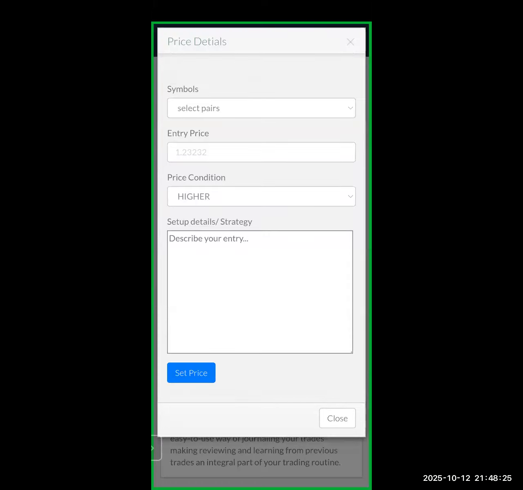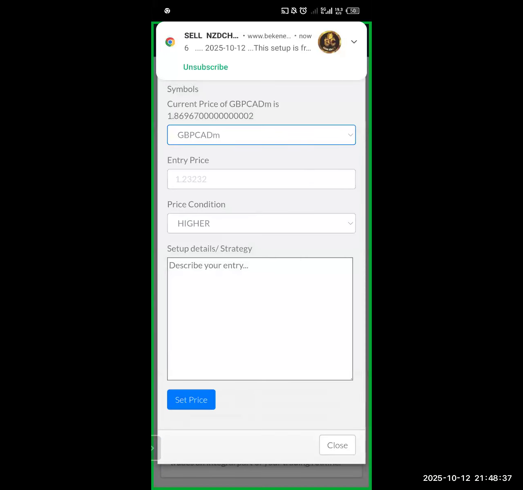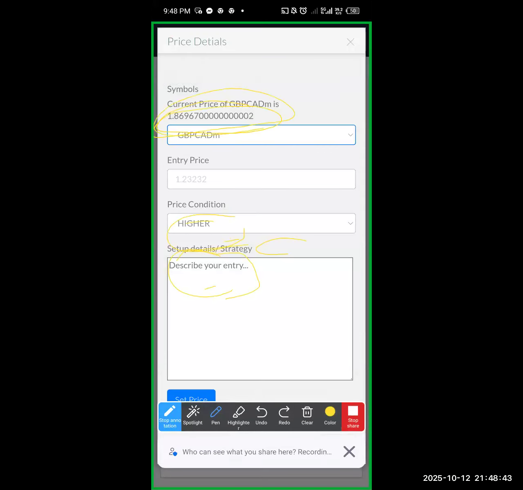set price alert. Okay, this is the set price alert. Now, this set price alert is very, very simple. So let's say, for instance, I'm doing my analysis, let's pick any pair, GBP card, I'm doing my analysis on GBP card. So immediately I click it, always make sure that this price corresponds with your MT5. You understand? Make sure this price corresponds with your MT5 because this is what it is going to use to compare to the price you want to give to it.